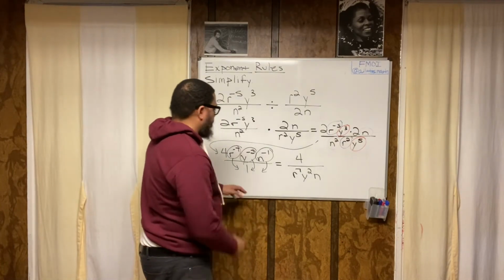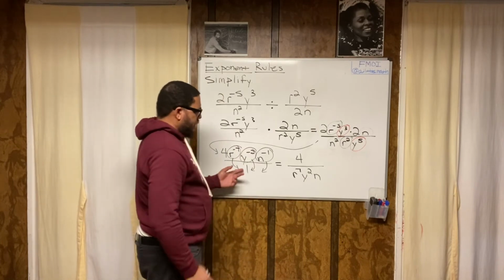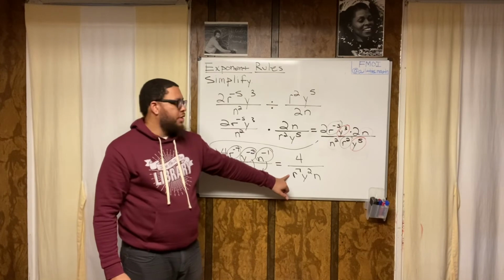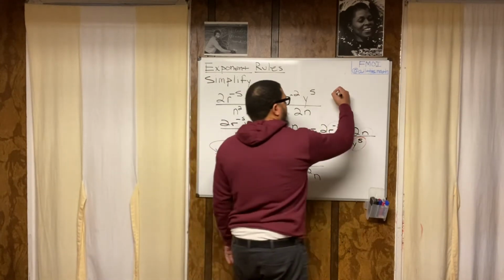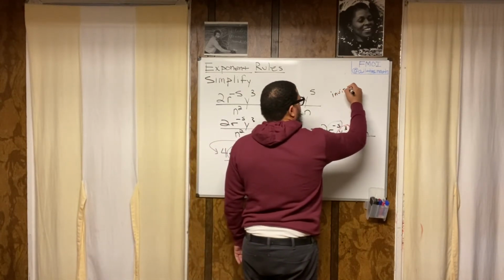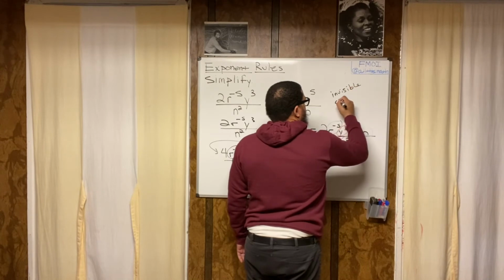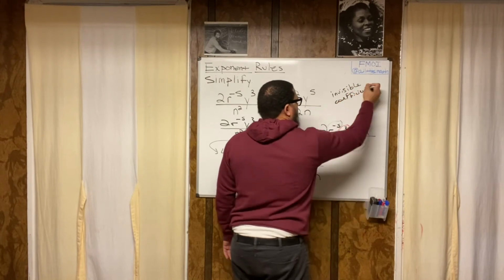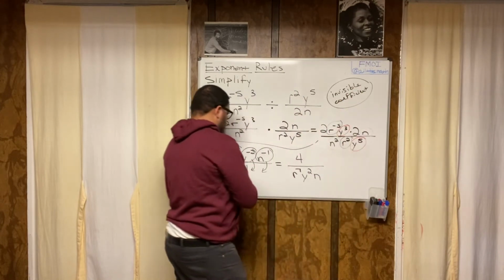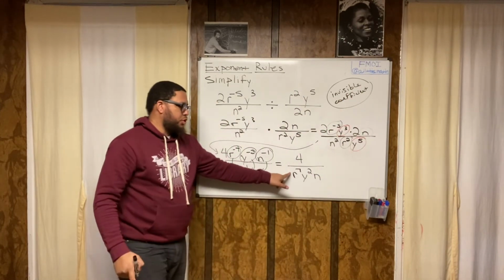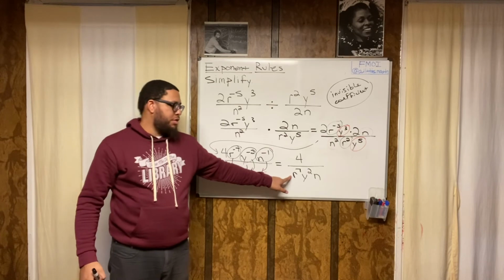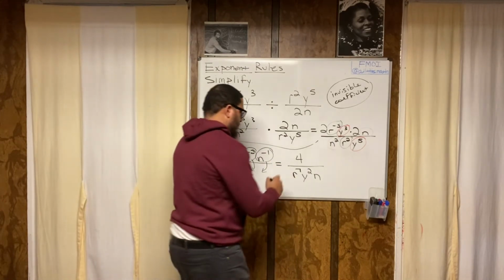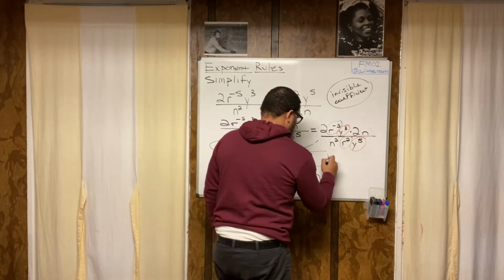Okay. Now, if you're wondering what happened to this 1, it is still there. Just think of it as the invisible coefficient. Invisible coefficient. I'm going to write that up there because I like that. I'm going to have to start using that term more often. So think of this 1 as the invisible coefficient, which would be in front of this r to the 7th y squared n. So this right here is your final answer. Let me draw a box around this.